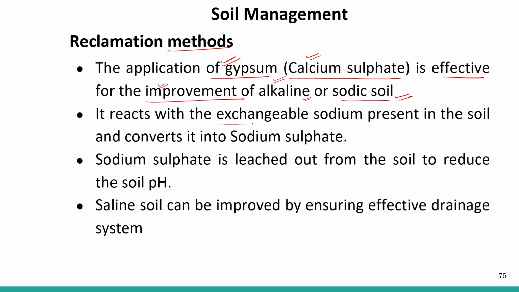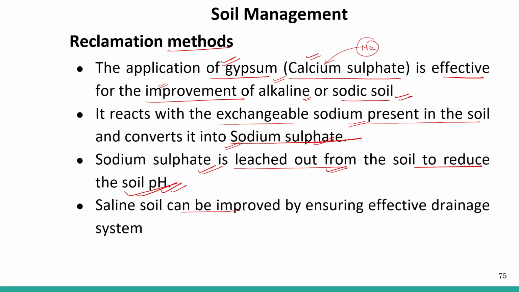It reacts with the exchangeable sodium present in the soil and converts it into sodium sulfate. So what happens? Sodium is present in the soil, right? And it reacts with the exchangeable sodium present in the soil and converts it into sodium sulfate. So calcium is exchanged with the sodium and it forms sodium sulfate. Sodium sulfate is leached out from the soil to reduce the soil pH. So this sodium sulfate is leached out from the soil and it reduces the soil pH also.